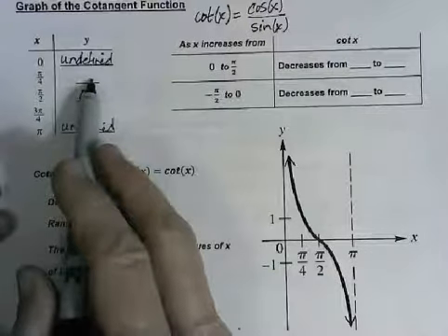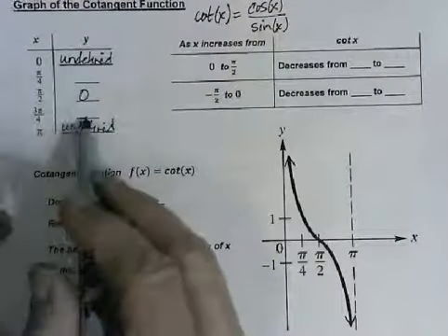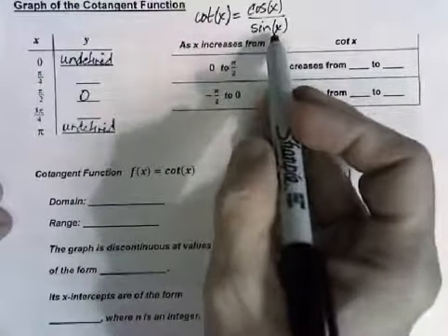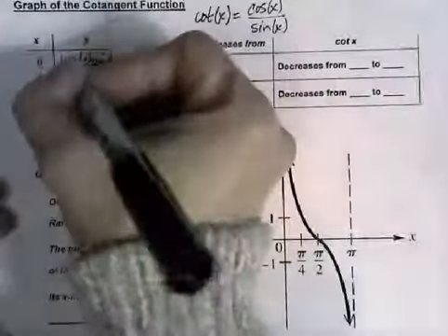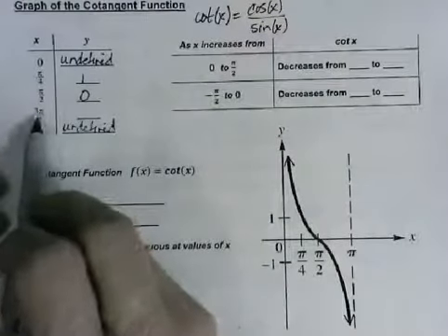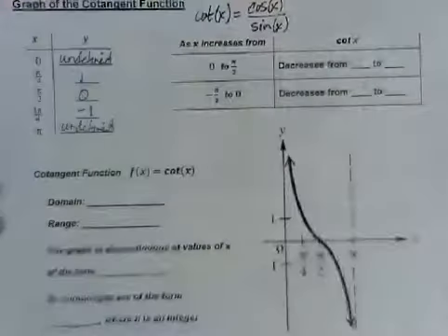And then we've got similar values as what we had with tangent at pi over 4 and 3 pi over 4. At pi over 4, both sine and cosine are positive, and they both are the square root of 2 over 2. That makes this value a 1. 3 pi over 4 is in the second quadrant. That means that cosine is negative. For that y value, we get a negative 1.